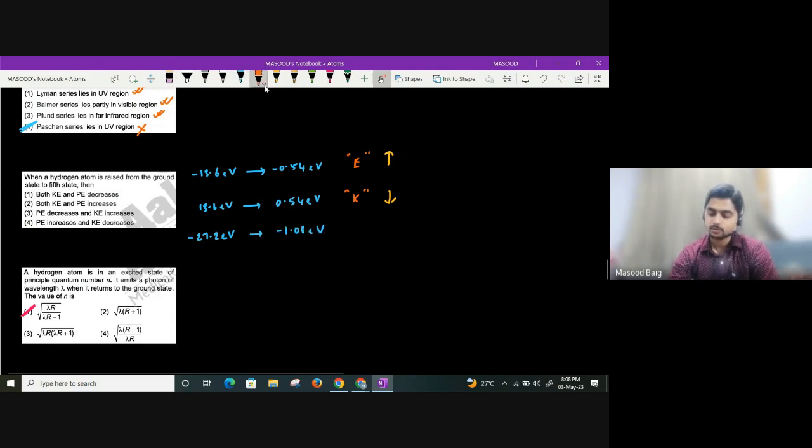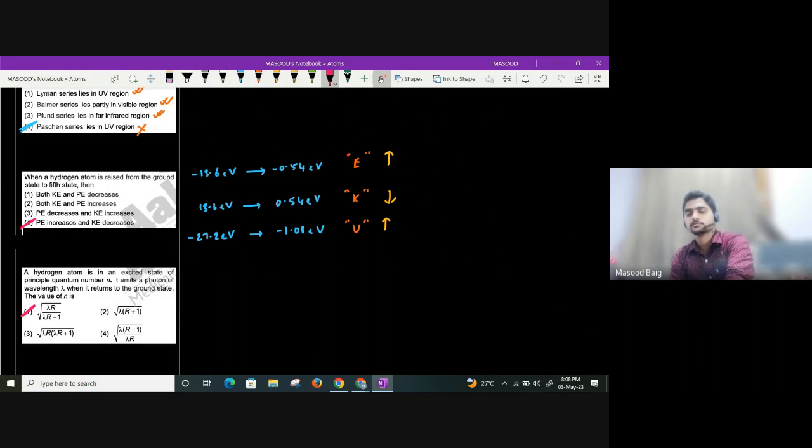So what is happening to potential energy, beta? If you look at potential energy also, it is changing from more negative value to less negative value. So obviously this will also increase. So whenever it is taken from ground state to fifth state, kinetic energy will decrease and potential energy will be increasing, guys. So fourth option should be the answer for this.